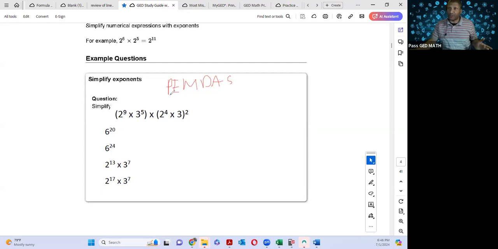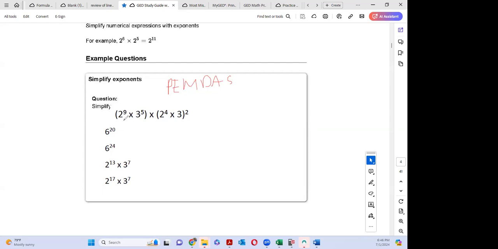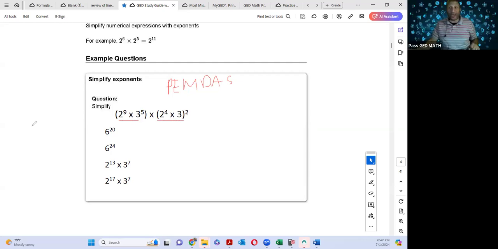So, parentheses. Do we have parentheses? Yes. But there's nothing inside these parentheses we can simplify because they don't have the same base. Everybody understand that?